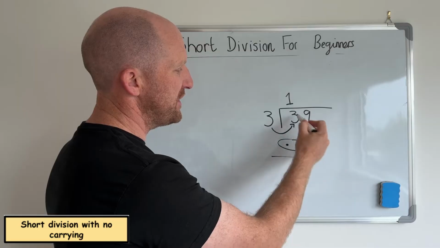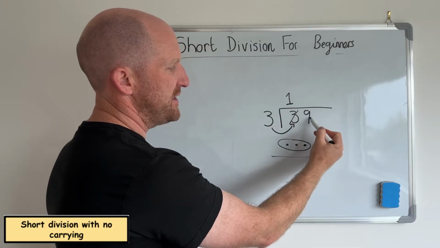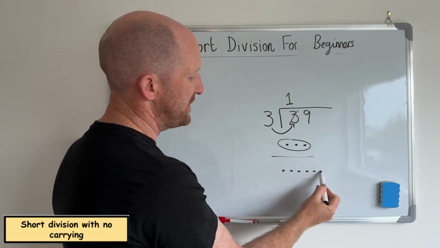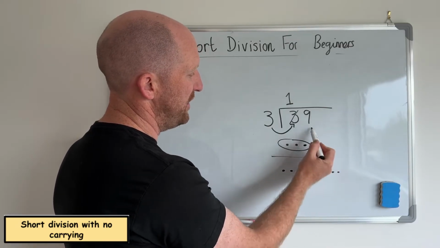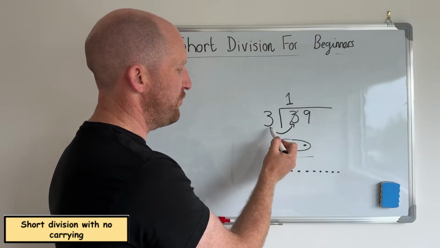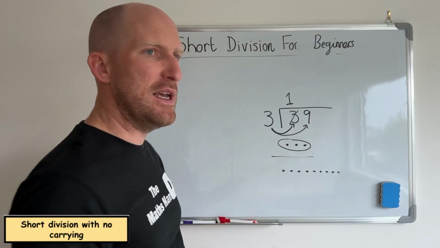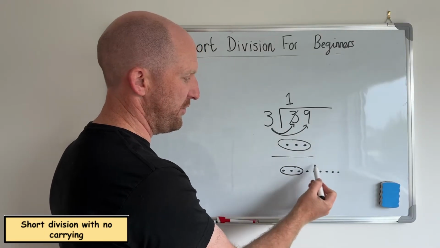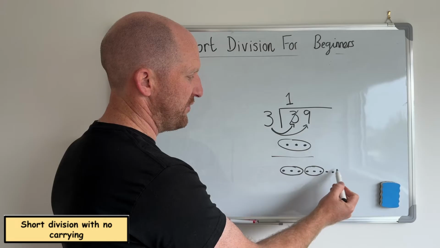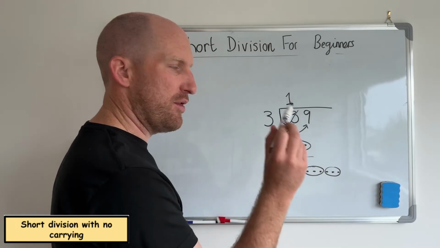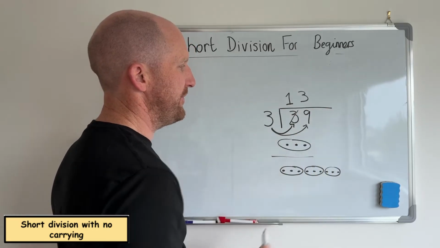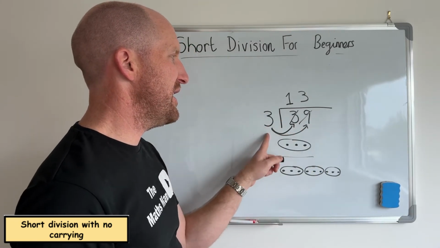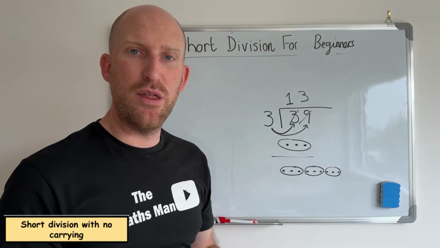Now I move on to the next number, and this time it's a 9. So I've got 1, 2, 3, 4, 5, 6, 7, 8, 9. How many 3s are there in 9? How many groups of 3 can I make? I can make one group of 3. I can make 2 groups of 3. I can make 3 groups of 3. And that is the answer. So 39 divided by 3 is 13.